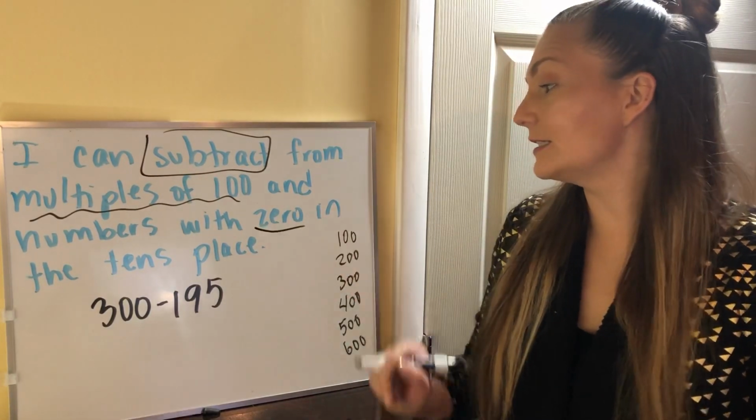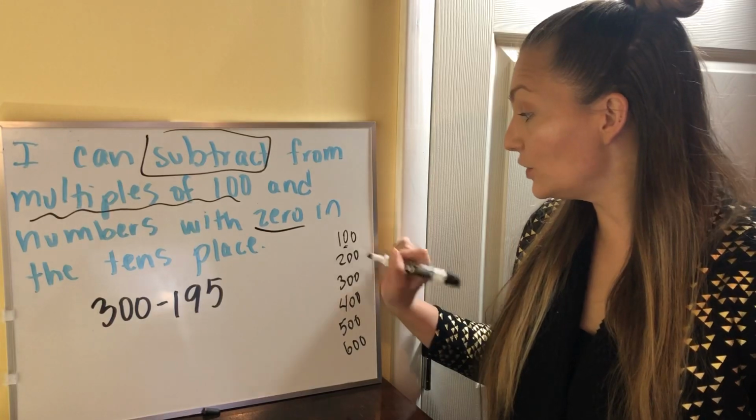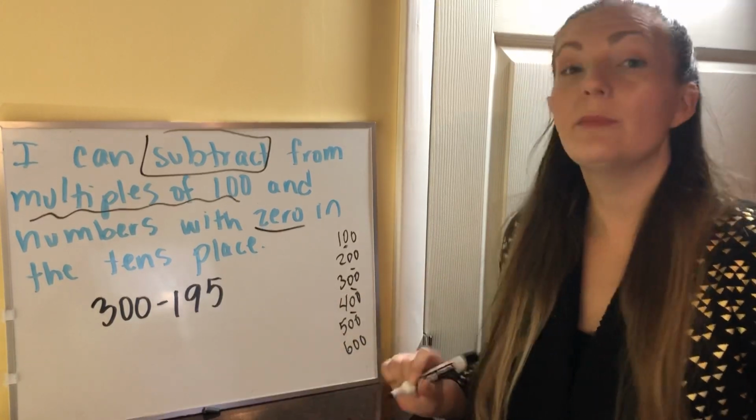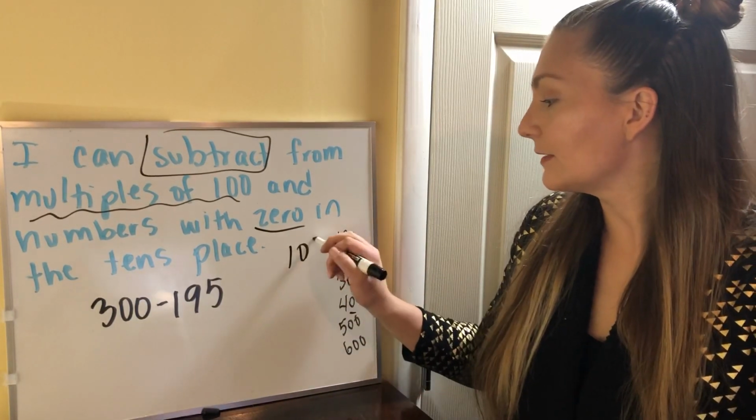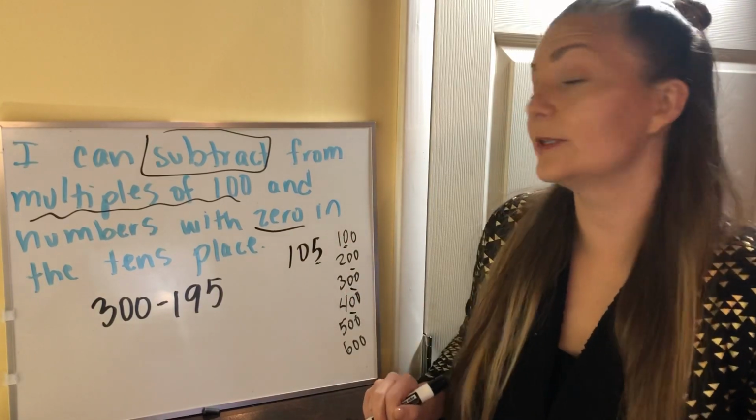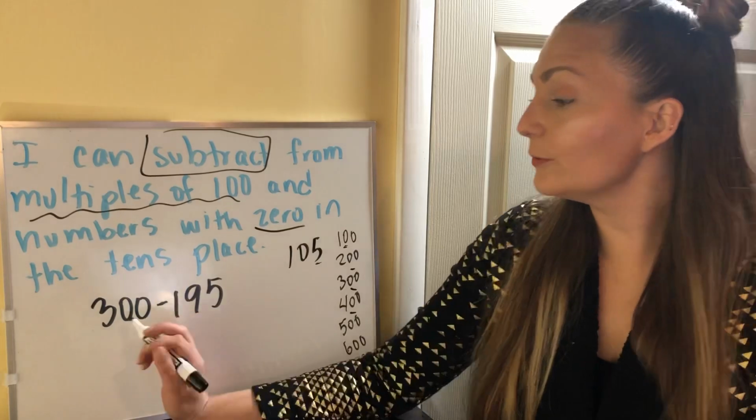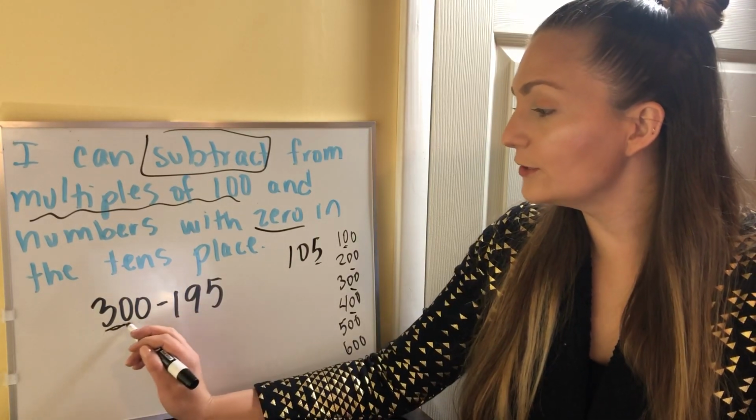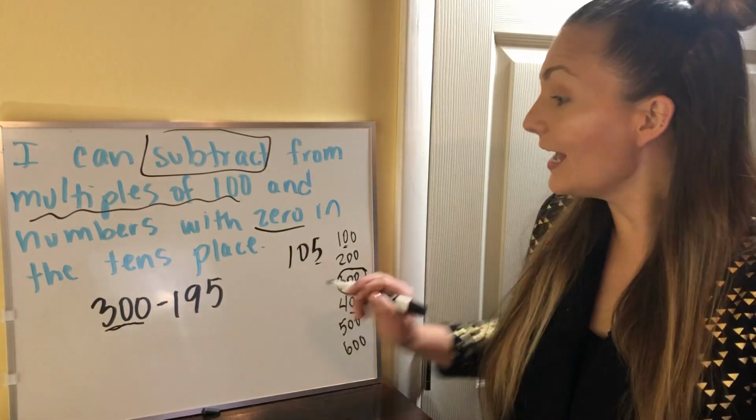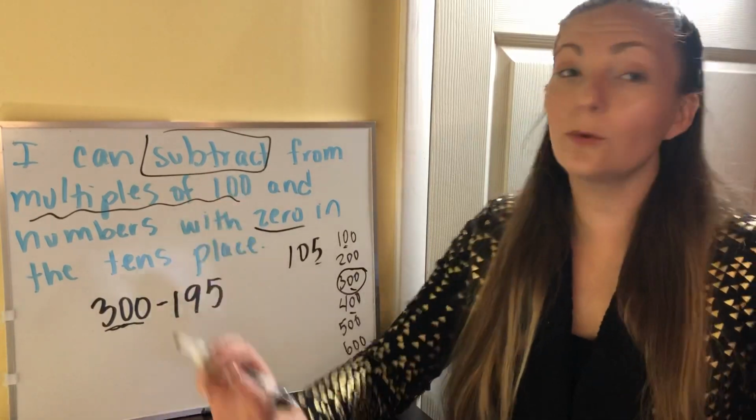And any number that has a 0 in the tens place, which these ones do, but so do other numbers. They don't have to have a 0 in the ones place to have a 0 in the tens place, okay? So if we look here, we do have a number that's a multiple of 100. Here it is. And it has a 0 in the tens place. So that's what we're using today.